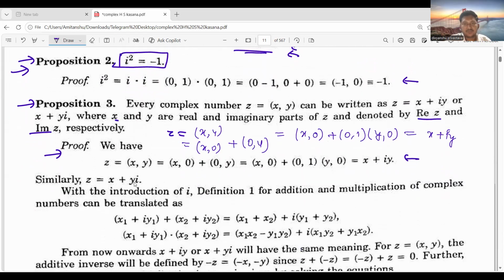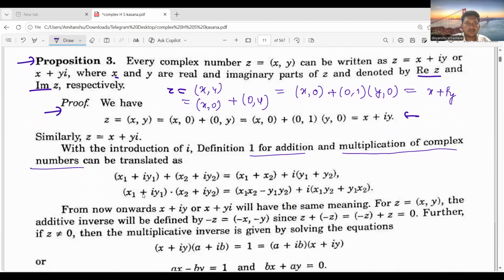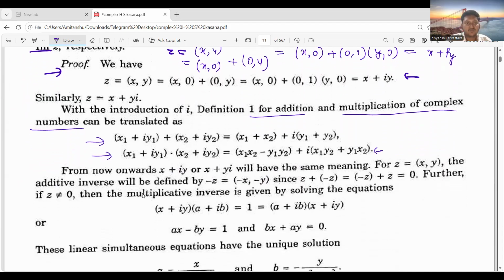So iota is the definition, first for addition and second for multiplication of complex numbers, and may be translated like this: x1 plus iota y1, x2 plus iota y2. So (x1 plus x2) plus iota (y1 plus y2) here, for the addition section. When you go for multiplication, you get this. From now onwards, x plus iota y and x plus y iota have the same meaning. So z equal to (x, y) is your ordered pair.